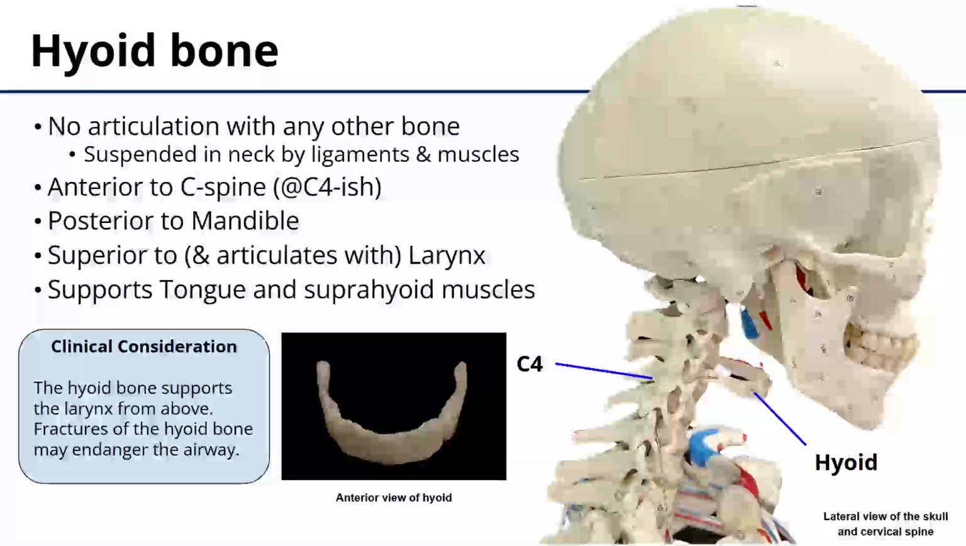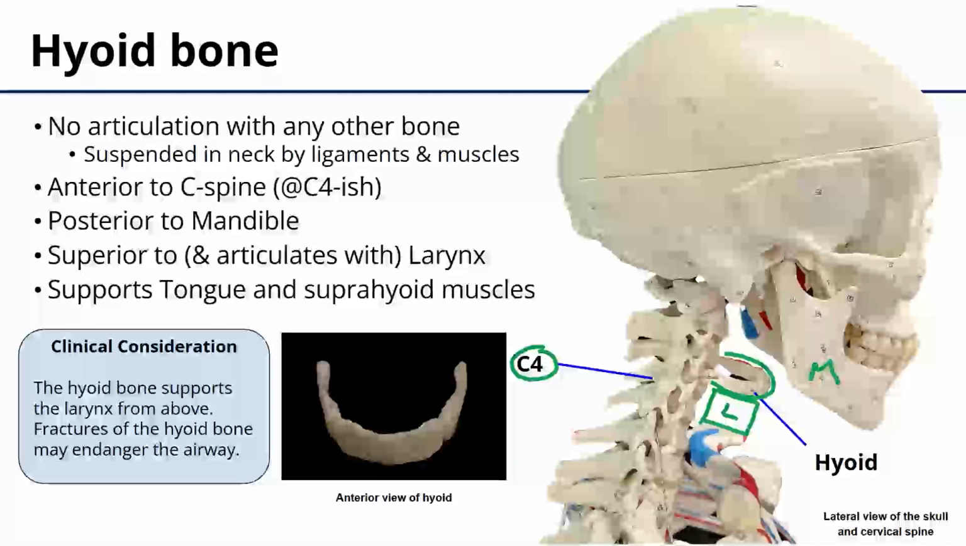Let's start our discussion with the hyoid bone. The hyoid bone sits anterior to the C-spine, usually anterior to the 4th cervical vertebra, posterior to the mandible, and it is sitting atop a region of the respiratory pathway known as the larynx, or the voice box colloquially, something that we'll discuss in much greater detail in a subsequent video.